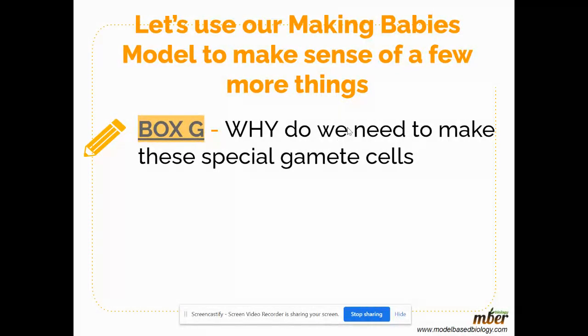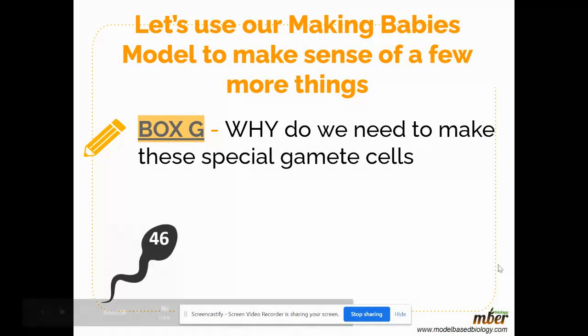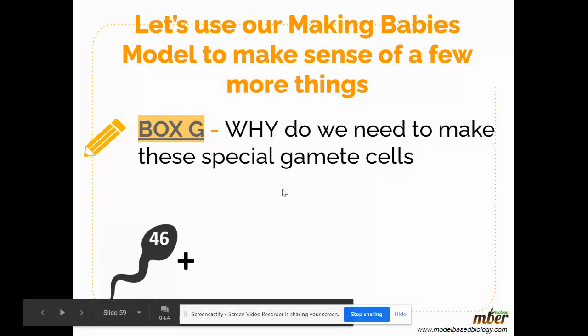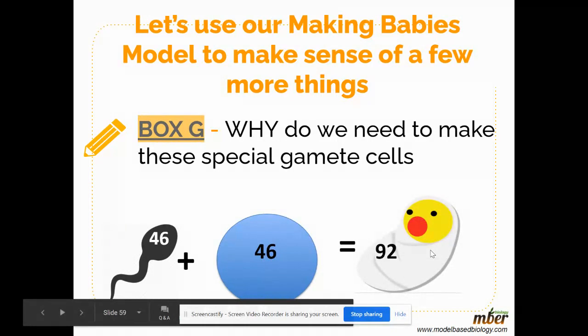Okay, so box G. Why do we need to make these special gamete cells? Okay, so let's say, for example, this is our male gamete, the sperm, plus the female gamete, which is the ovum or the egg. If we add the genetic material together, now we're going to get a baby with 92 chromosomes. That is a ton. Okay, we don't need that many chromosomes.